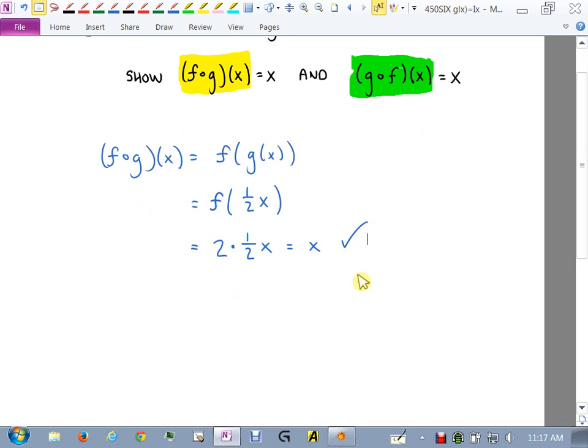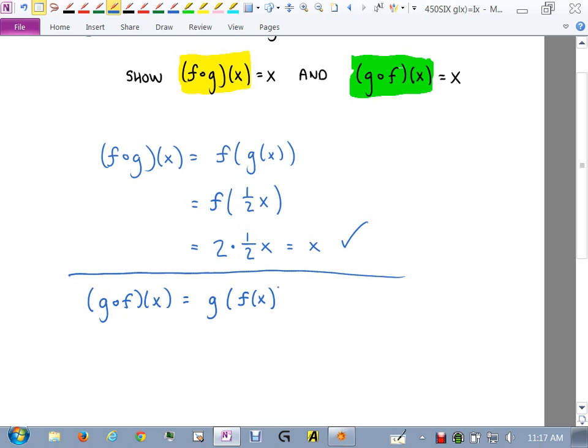Now let's show the other one. G of f of x. Notice they're not asking for domains, are they? No, right? They don't talk about domains at all. They just want you to show these two things. So this means you start with g, and this time you plug f into g. That means I'm going to start with g, replace f with what?